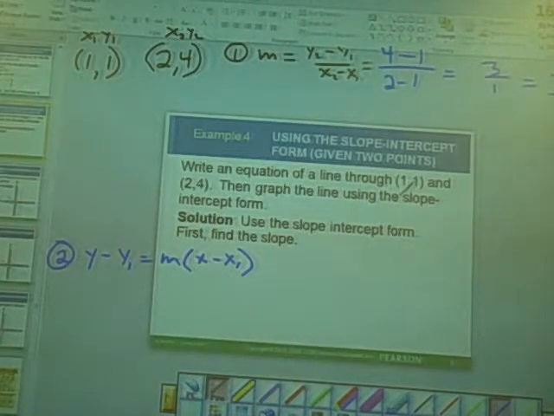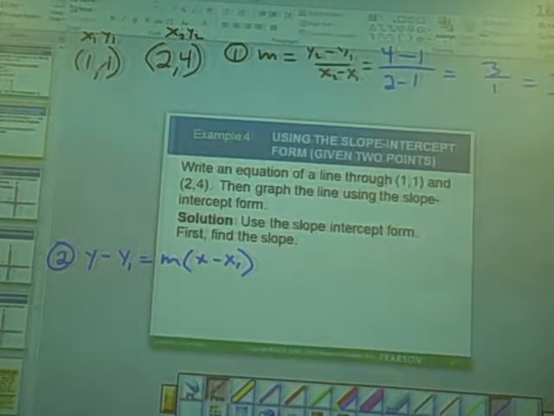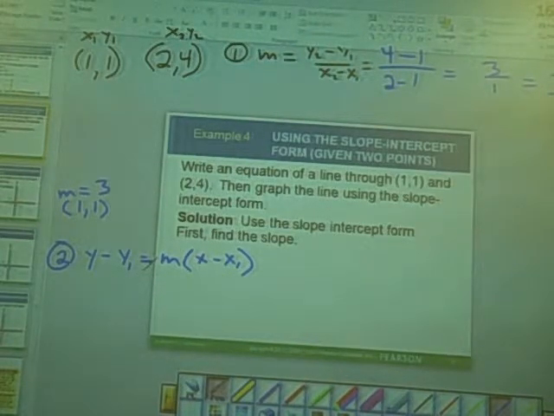Now again, you could use either one. Now, 1, 1 is easy, so I would jump on that one. So we have a slope here of 3, and our point is 1, 1. So this is just like those problems where they just give you the slope and the point. Now go ahead and write the equation from there. Substitute those values in and write the equation in slope-intercept form. All right, go ahead and do that.